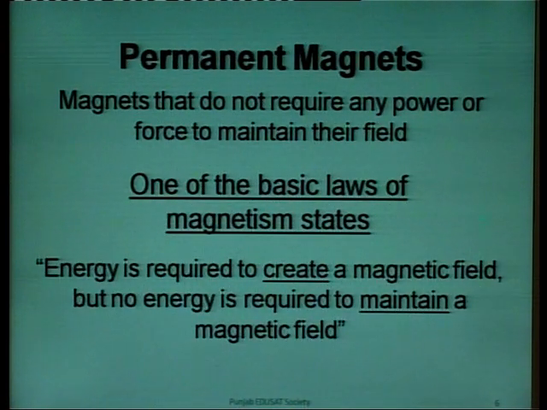So, now we are having the permanent magnets. The magnets that do not require any power or force to maintain their field are called the permanent magnets. One of the basic laws of magnetism states that energy is required to create a magnetic field, but no energy is required to maintain a magnetic field. So, this is the definition of the permanent magnets.